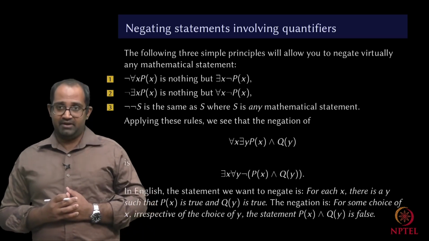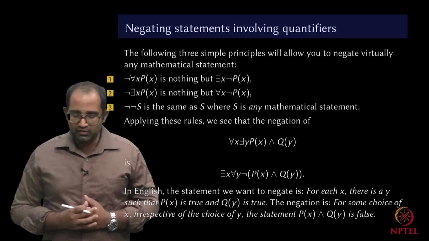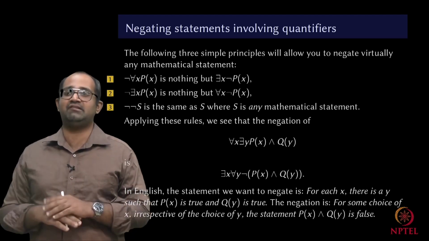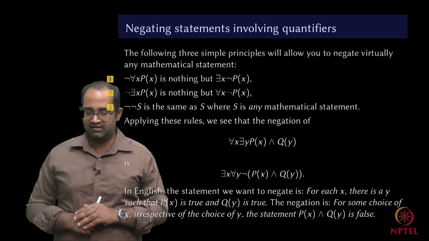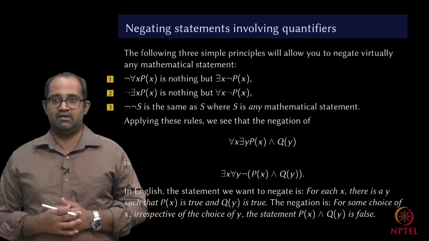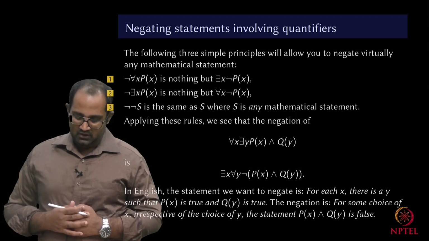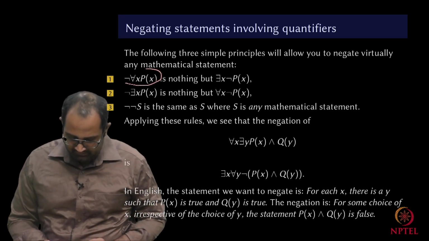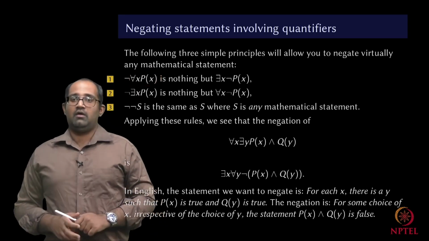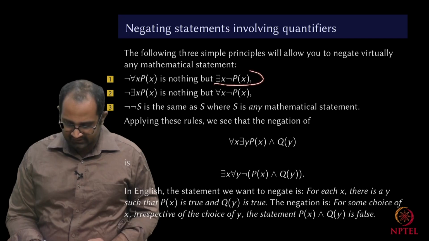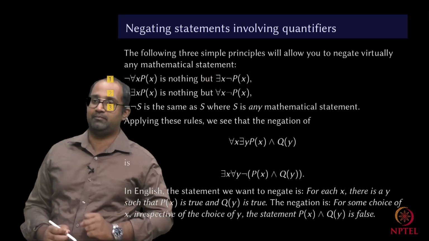I will give you 3 principles using which you can negate practically any statement, no matter how many quantifiers there are, no matter how complicated the statement or the property is. Okay. So, let us look at negation for all x P of x. Well, the negation of this is nothing but there exists x negation P of x.